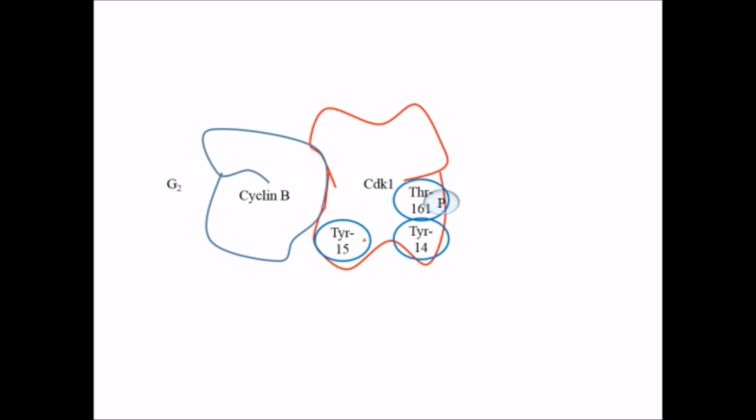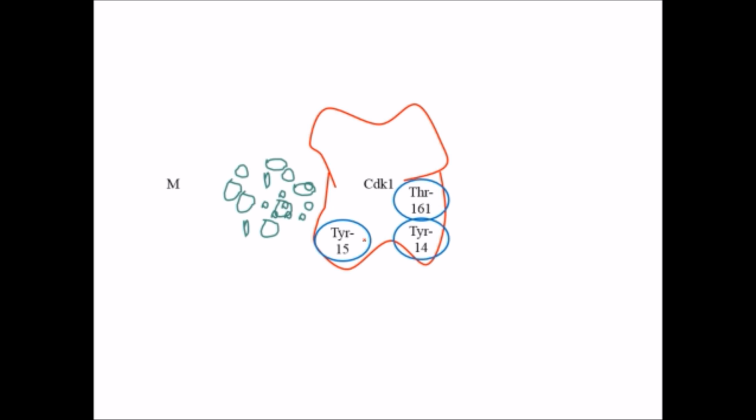What happened after dephosphorylation? It is passing to the M phase. Okay, and in the M phase, what happened? Again, cyclin B is degraded and its raw material can be used again for its resynthesis in the G2 phase. So this is how the cycles or the checkpoints are carried out.